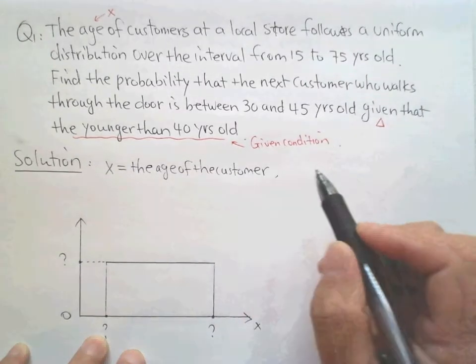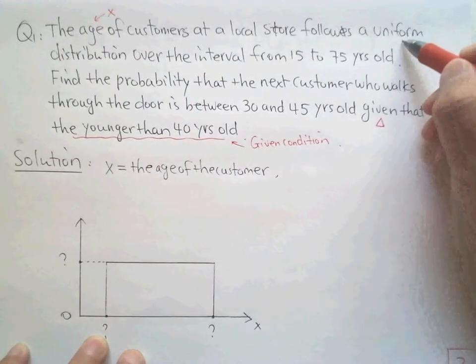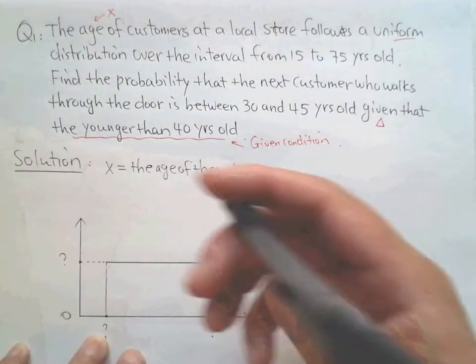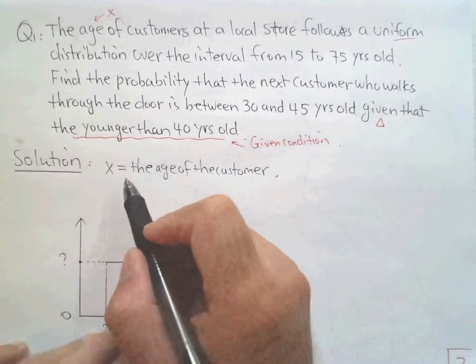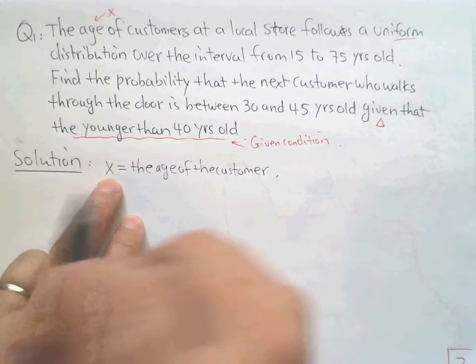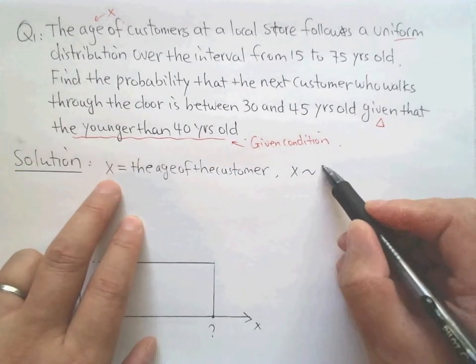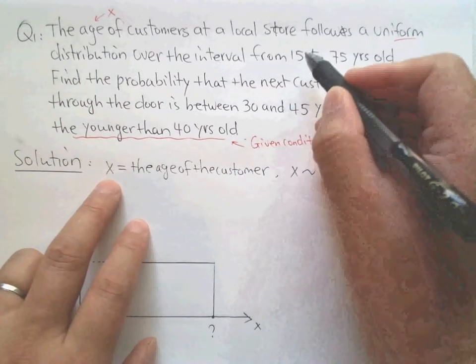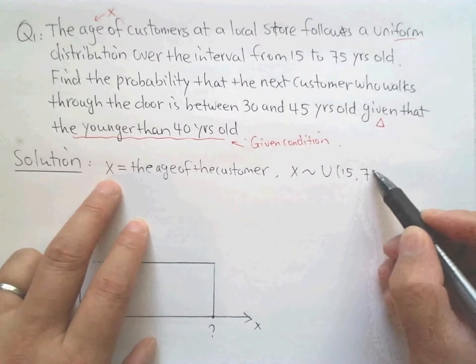We already have some information. We look at it, that's uniform, right? This is a uniform distribution, from 15 to 75. If we don't have any given information about x, we know the distribution. So x, we know exactly, is a uniform distribution from 15 years old to 75 years old.